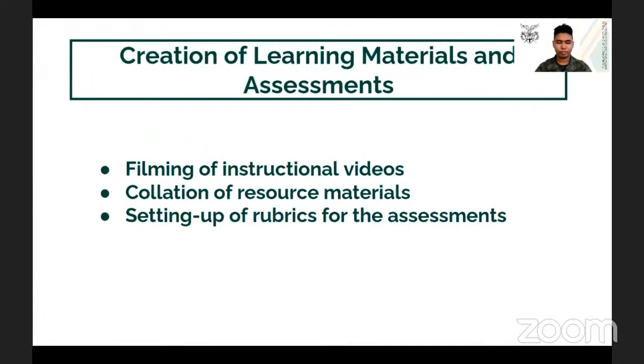So, further preparation: creation of learning materials and assessments. During the break before the first semester and the second semester of academic year 2020-2021, members of the training staff and the cadet officers filmed instructional videos, collated resource materials, and set up the rubrics for the assessment to be used in gauging the learning of our cadets.